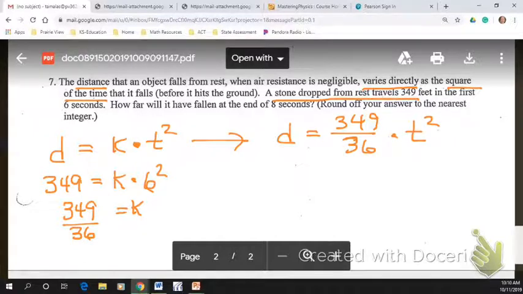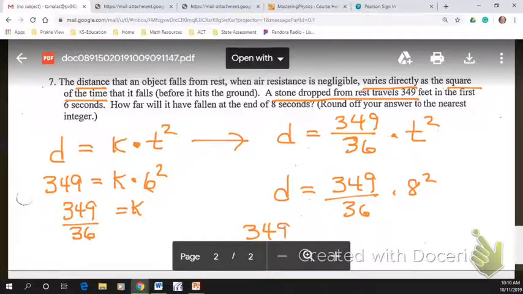And what do I know? What can I plug in now? It says find how far, so that means the distance, how far will it have fallen at the end of 8 seconds? So replace time with 8 seconds. So I'm going to have 349 over 36 times 8 squared. So type that in your calculator for me. If you do, it's going to look like this: 349 divided by 36 times 8 squared.